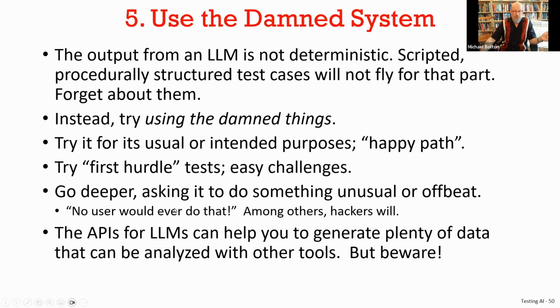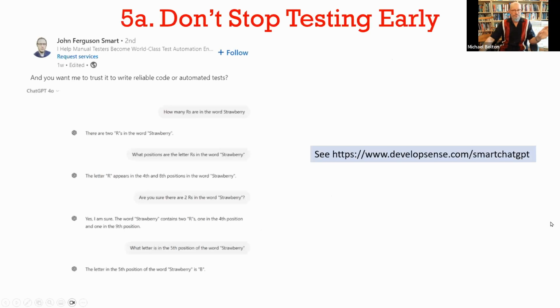Now, try it for its intended purposes. Try some first hurdle tests and some easy challenges, but go deeper. If it appears to be successful, go deeper. Test the damn thing. Now, the APIs for LLMs can help you to generate plenty of data that you can use and analyze with other tools. You can pick out certain kinds of keywords from the data. It's a great talk at Eurostar from 2 women from India who did a fantastic job of this kind of stuff. But beware, don't stop testing too early.